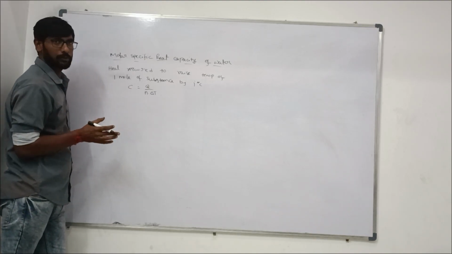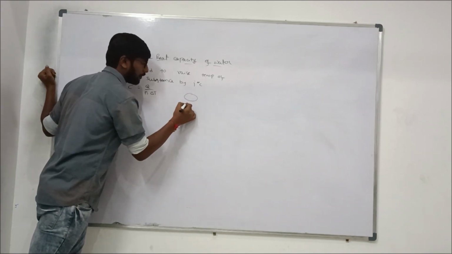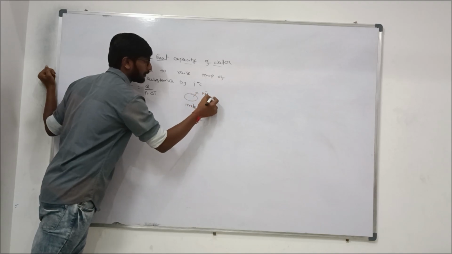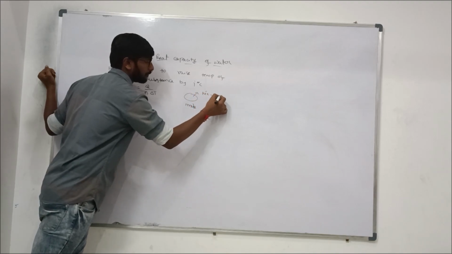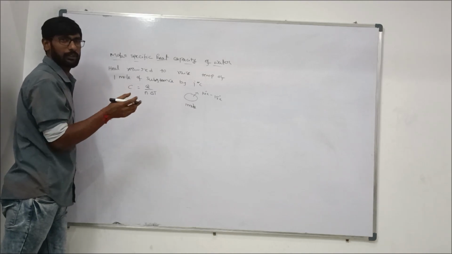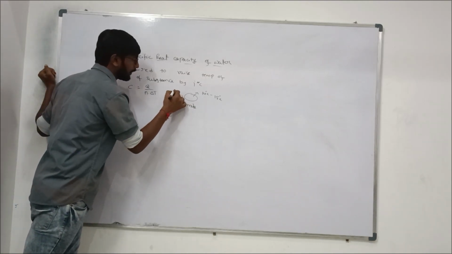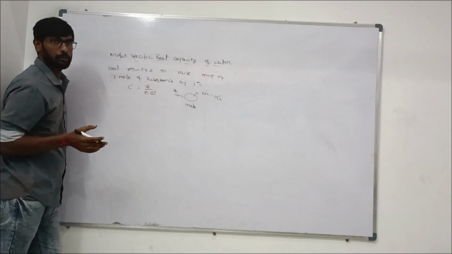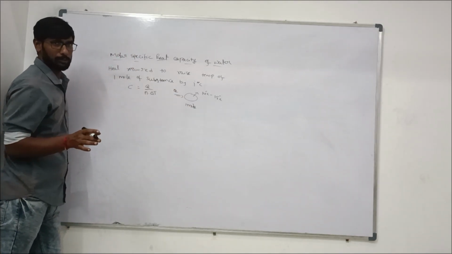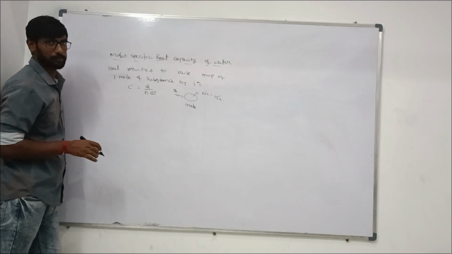Generally, what is the meaning of molar specific heat capacity? For example, you have a substance of 1 mole, and you are raising the temperature by 1 degree, for example from 14 to 15. For that, how much heat energy is given, that is called molar specific heat capacity. Generally, we consider molar specific heat capacity for gases, but here we are talking about water.